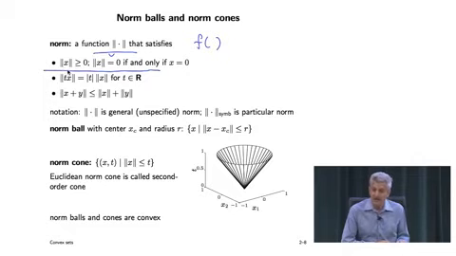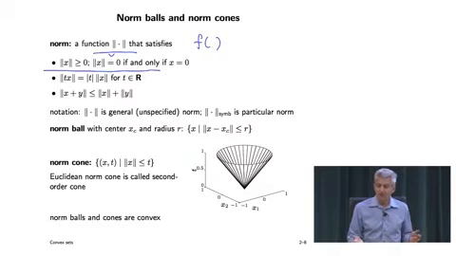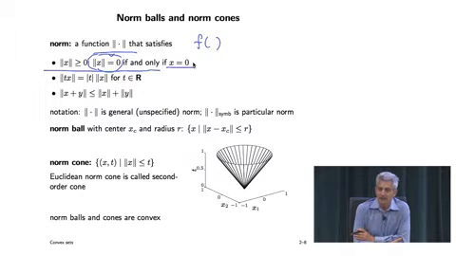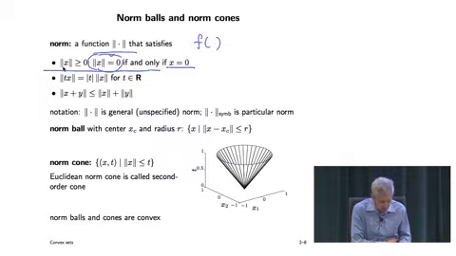One is it always has to be non-negative. It's supposed to measure the length of a vector, so negative doesn't make any sense. And it should be 0 if and only if the vector is 0. I think that's called definiteness. So these two together are called positive definiteness. It's a function that's 0 only if the argument is 0, and otherwise it's always non-negative.